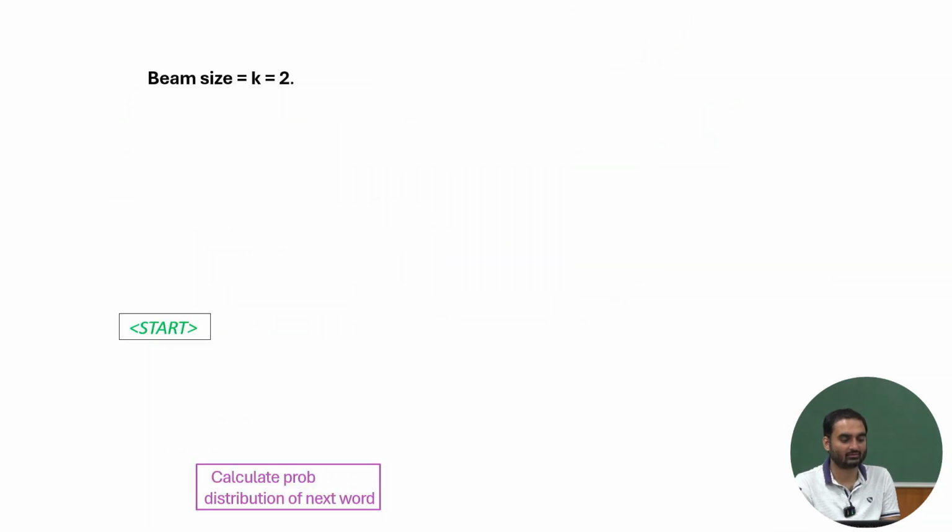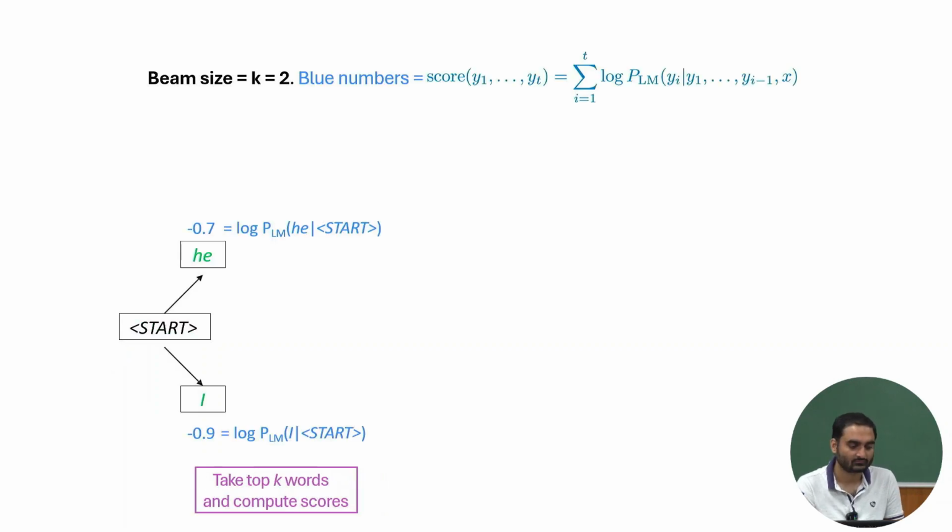Okay. Now let's look at an example. This is an example of a beam search of size 2. I start with the special token start. This is the decoding stage, inference time, not the training time. Remember this. Let's say the value of k is 2. So I have generated two tokens, I and he, right?